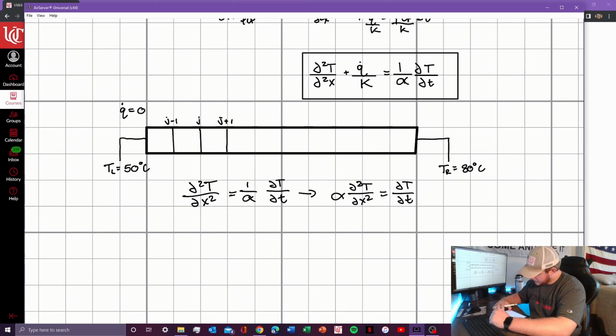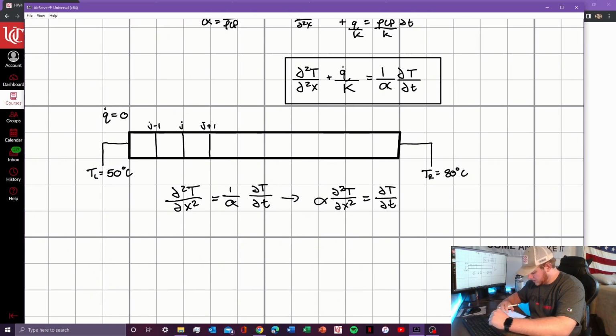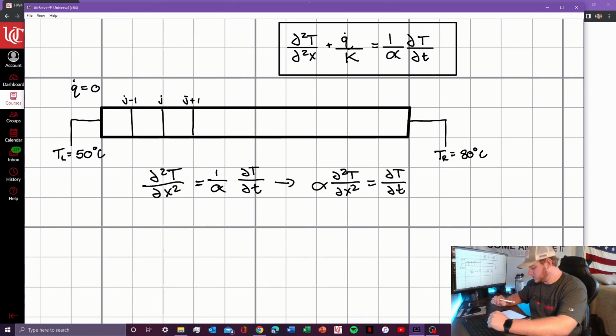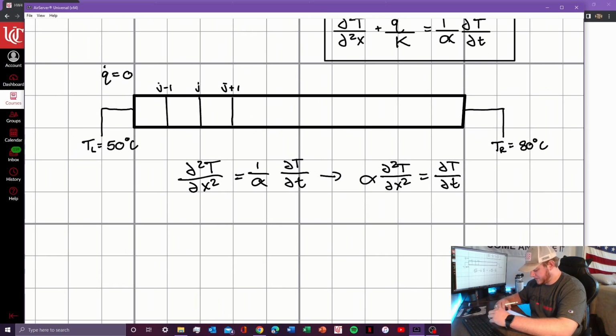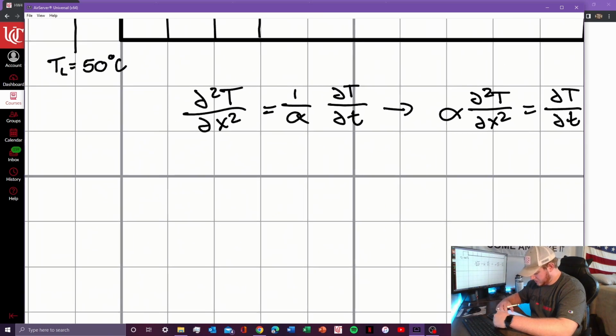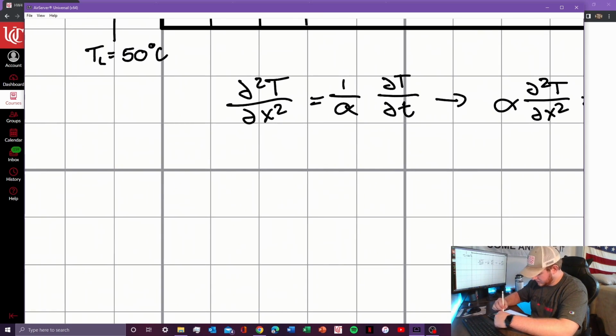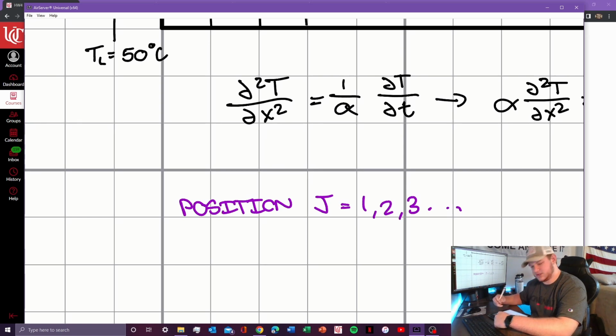Perfect, just like that. Now, in order to code this out, we need to break down these partial derivatives in terms of explicit differentiation. And the way that we can do that is by modeling or showing how temperature changes based on the position inside of the bar with respect to time. So for units, we can use a position unit, J, and then you can have J equal to 1, 2, 3. It doesn't matter, it's just a counting unit.